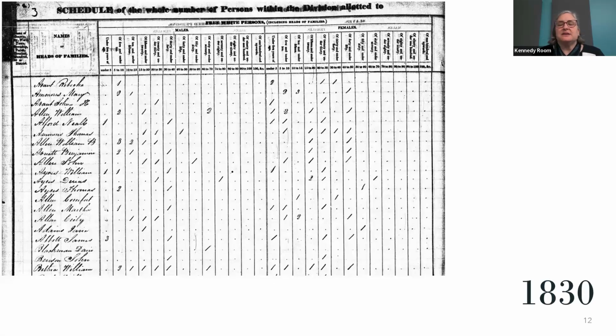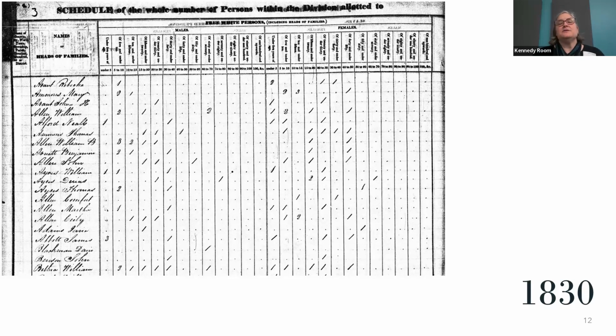So in 1830, they keep adding divisions. So all of a sudden we get for free males and free white females, 0 to 4, 5 to 9, 10 to 14, 15 to 19, 20 to 29, 30 to 39, 40 to 49, 50 to 59, 60 to 69, 70 to 79, 80 to 89, 90 to 99, and 100 plus. And do you notice something about this form? This form has been printed, so there's less writing the enumerator has to do.